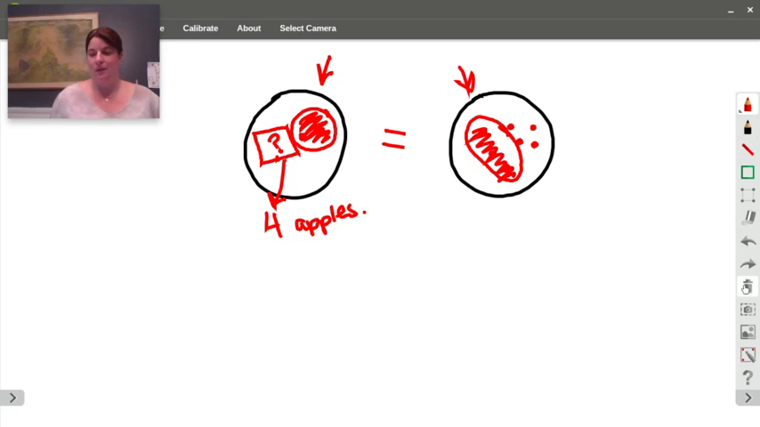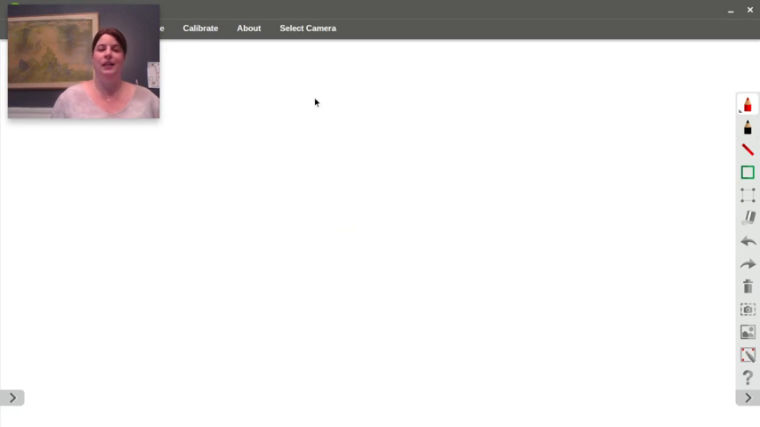So let's see what I mean about that. Let's look at this problem here. Let's use our variable as p. The variable can be any letter at all, but we're just going to use p right now. So p plus 32 equals 61. Okay, p plus 32 equals 61.